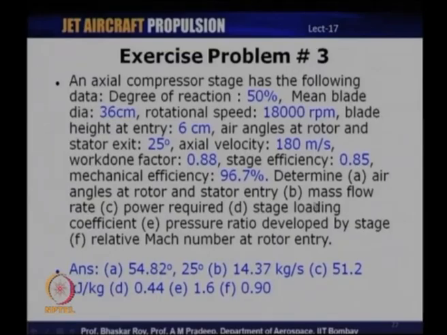So, the answer to this question, that part A the angles are 54.82 degrees and 25 degrees, the mass flow rate is 14.37 kilograms per second, the power required is 51.2 kilojoules per kilogram, and the stage loading is 0.44, pressure ratio developed is 1.6, and relative Mach number at rotor entry is 0.9.